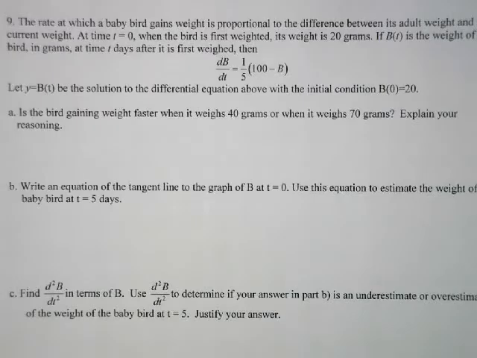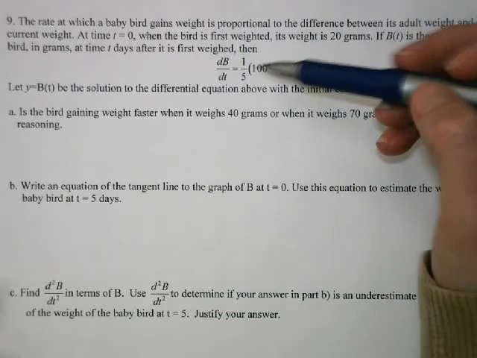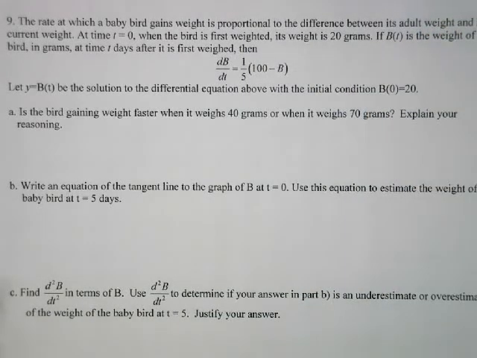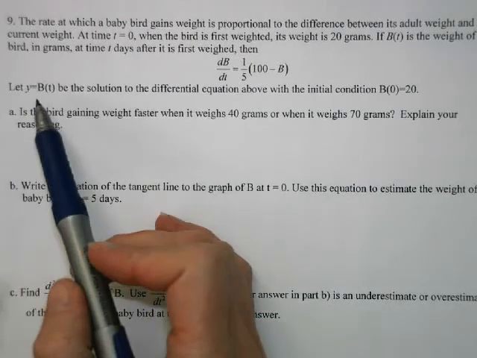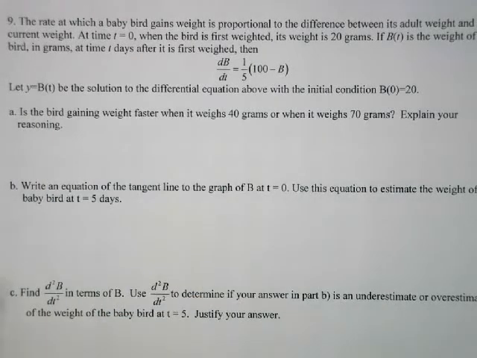Okay, the rate at which a baby bird gains weight is proportional to the difference between its adult weight and its current weight. At time t equals 0, the bird is first weighed. Its weight is 20 grams. If b of t is the weight of the bird in grams at any time t after its days before it's weighed, then db/dt is 1/5 (100 minus b). Okay. Let y equal b of t be the solution to the differential equation with the initial condition that b of 0 is 20. Okay.